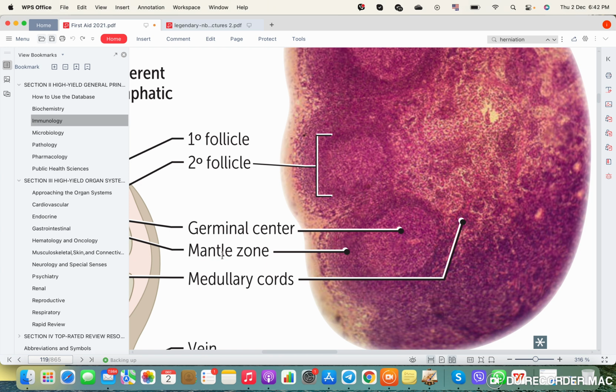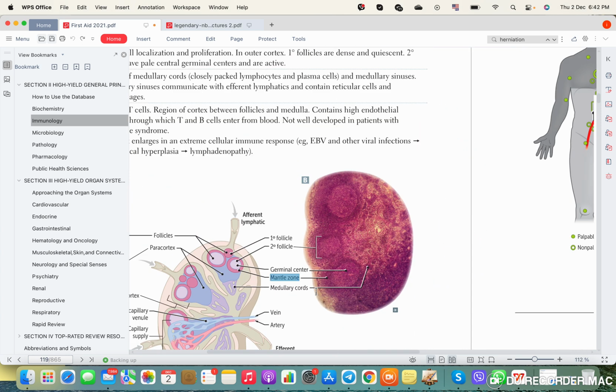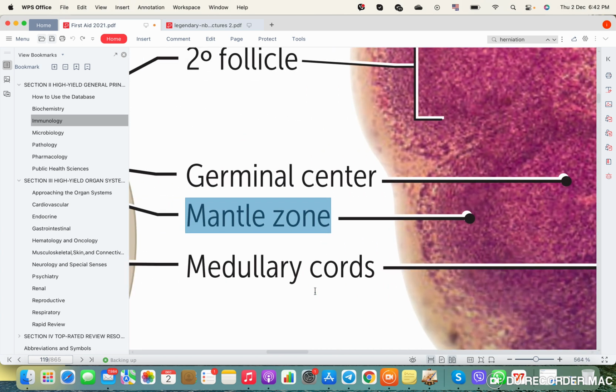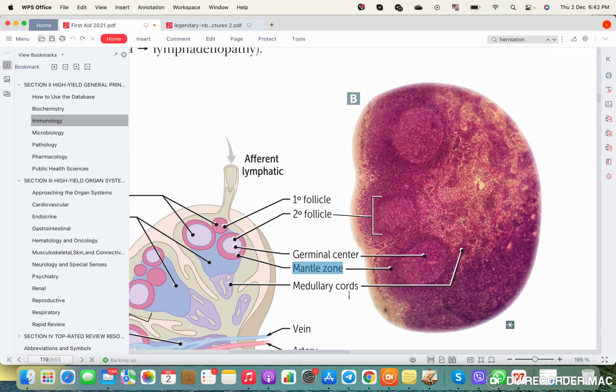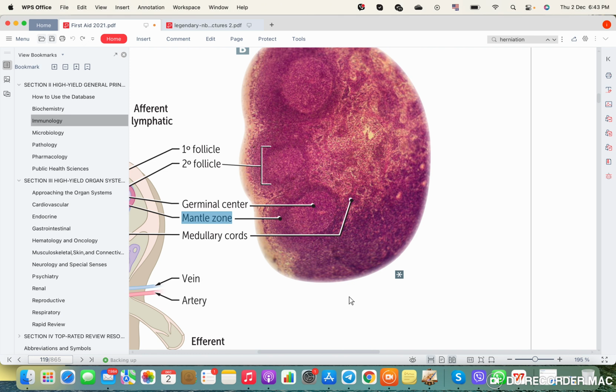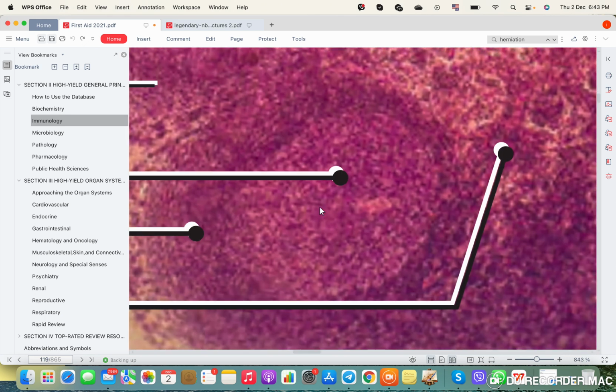Is there something around the mantle region? Yes, please write a note. Around the mantle region, we can find something called the marginal region. This will be super important in the future when I tell you about mantle lymphoma and marginal lymphoma. So again, we have the germinal center in the middle. Around it we have the mantle.